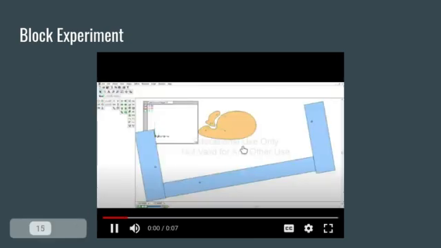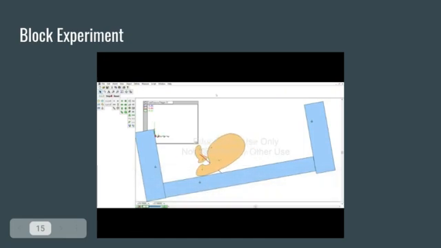The fourth experiment was the block experiment. Here is a video of the block Model 1 experiment at 10 degrees.